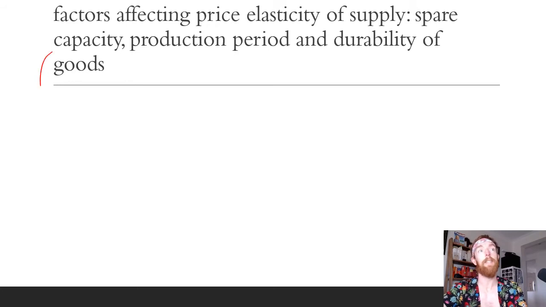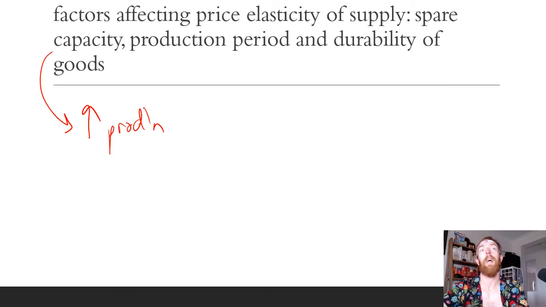Spare capacity just means whether you're using your resources to their fullest. If you are not, you can quickly increase production, which means things will be more elastic. Production period is how long it takes to make. Things that can be made quickly are more elastic. If it takes a long time to produce, say growing fruit and vegetables, they're going to be more inelastic. Durability of goods is basically how storable they are.